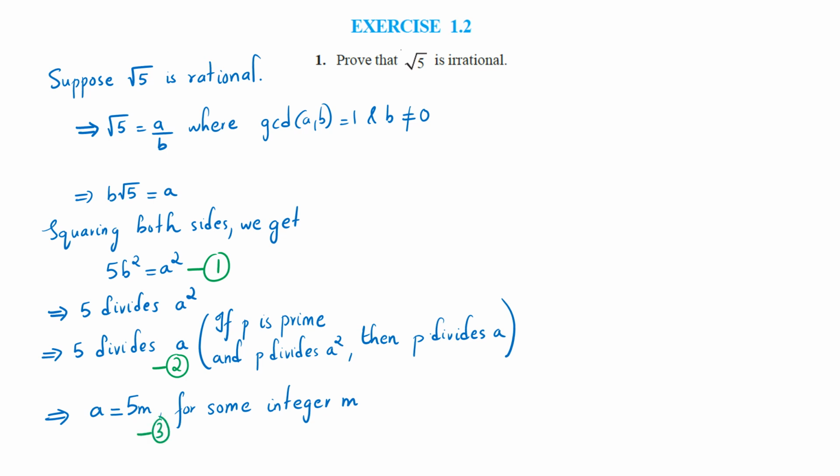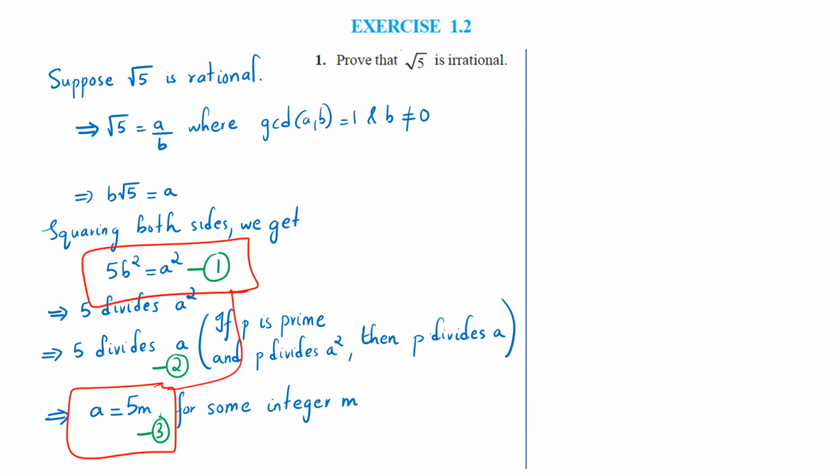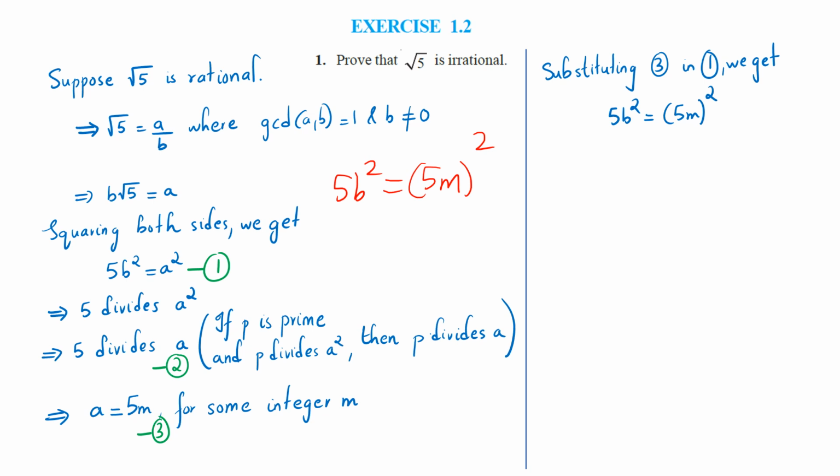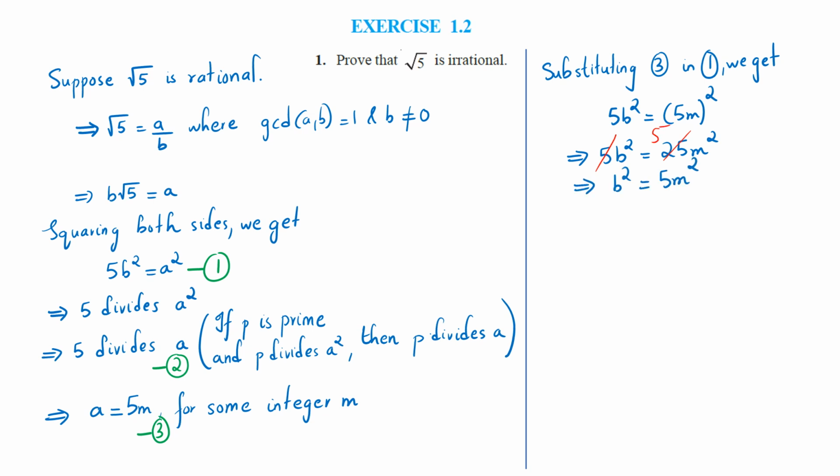Now what is the next step? We're going to substitute equation 3 in 1. So then what do we get? We have 5B squared is equal to A squared, but A is going to be 5M. A will be replaced with 5M. So we get 5B squared is equal to 5M the whole squared, which is equal to 25M squared, but 5 will cancel with this 5 over here. So we get B squared is equal to 5M squared.